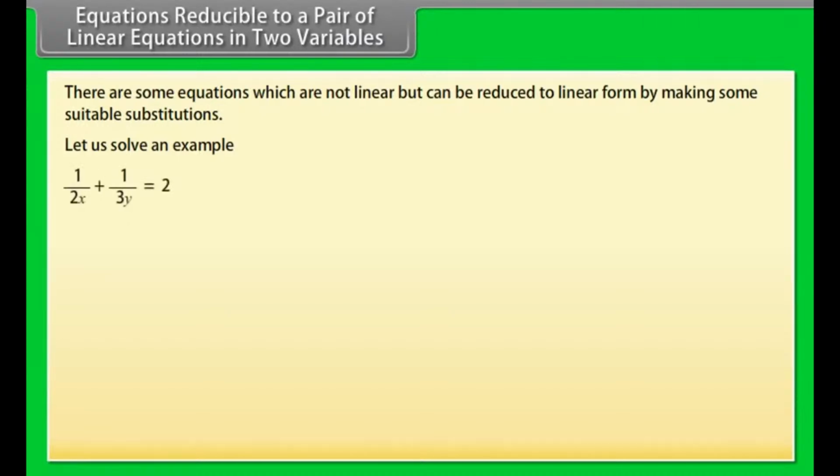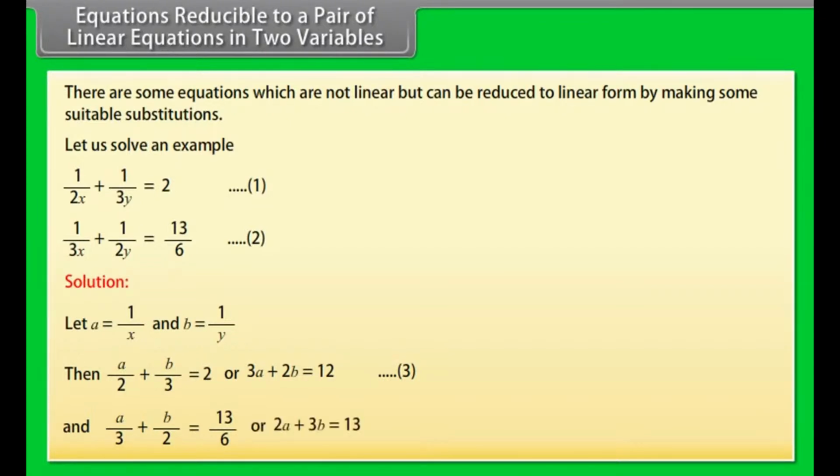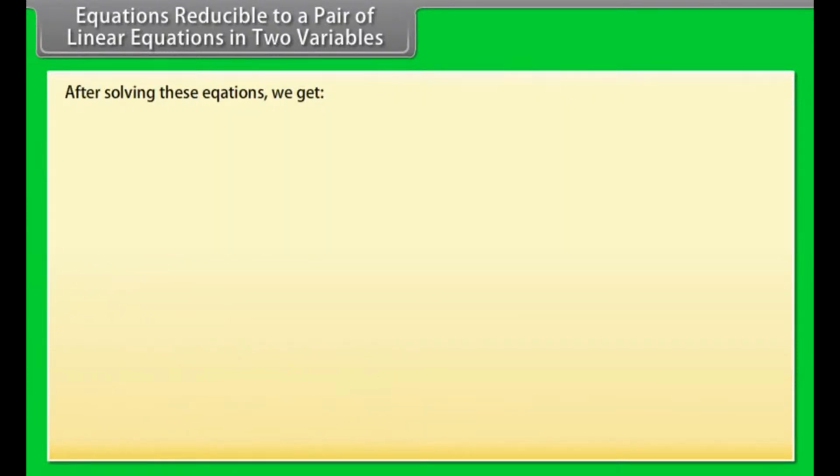Solve 1 upon 2x plus 1 upon 3y equals 2, equation 1, and 1 upon 3x plus 1 upon 2y equals 13 upon 6, equation 2. Solution: let a equals 1 upon x and b equals 1 upon y. Then a upon 2 plus b upon 3 equals 2, or 3a plus 2b is equal to 12, equation 3. And a upon 3 plus b upon 2 equals 13 upon 6, or 2a plus 3b is equal to 13, equation 4.